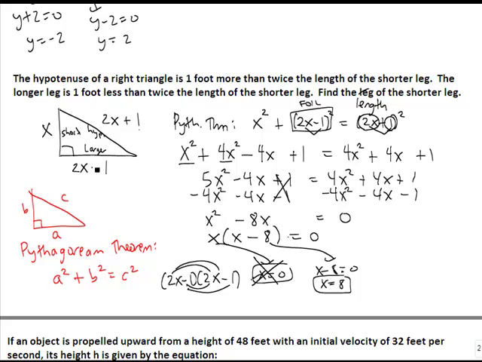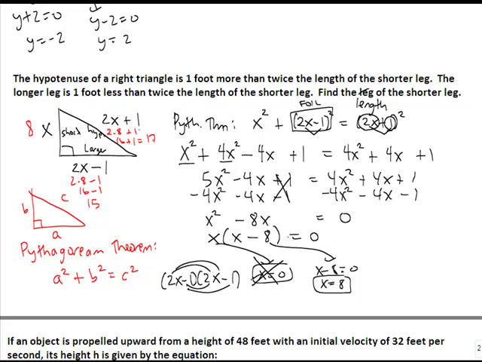So in this case, x equals 0 is not a valid solution because it doesn't give us a proper right triangle. If we use 8, then the short leg would be 8. 2 times 8 minus 1 would be 15, so the longer leg would be 15, and 2 times 8 plus 1 would be 17. So we would have an 8, 15, 17 right triangle. So that's a valid solution.